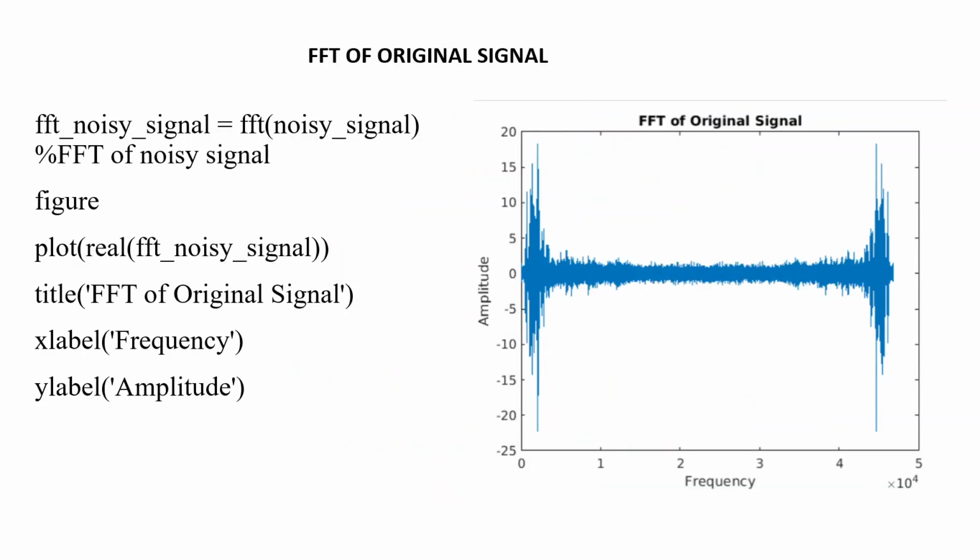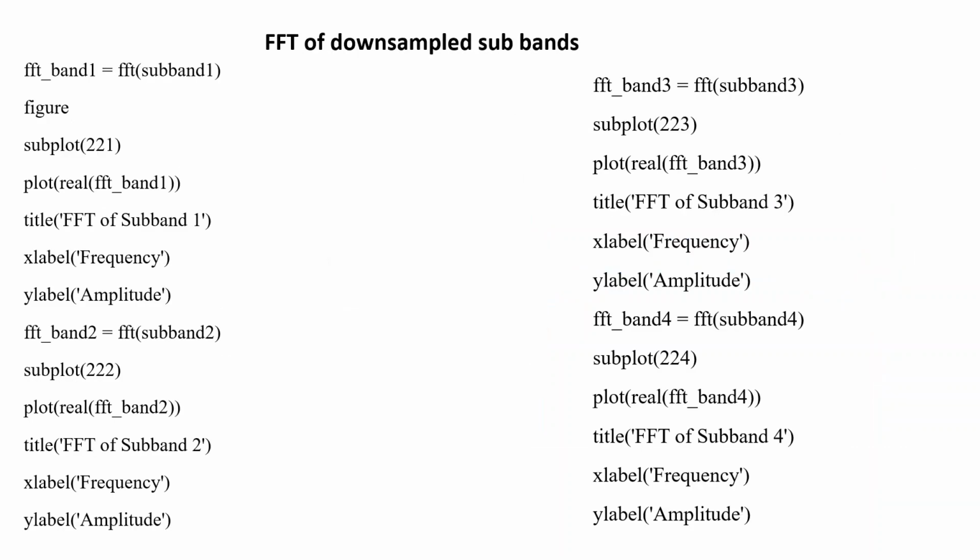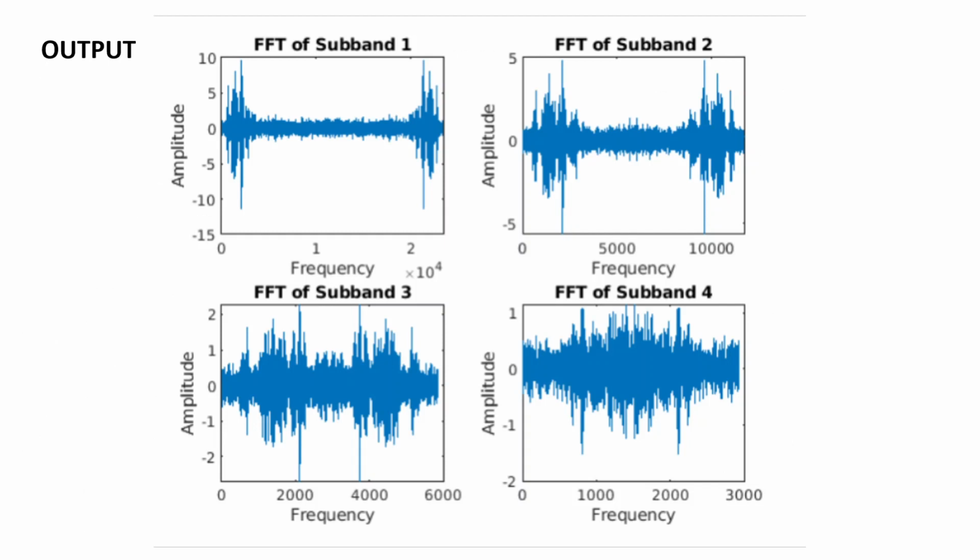Then the FFT of the original signal. We have applied the fast Fourier transform to the noisy, that is the original signal, and then you can see the change in the output. And then we have also applied FFT to all 4 subbands, subband 1, 2, 3 and 4, and these are the plots after applying the fast Fourier transform.